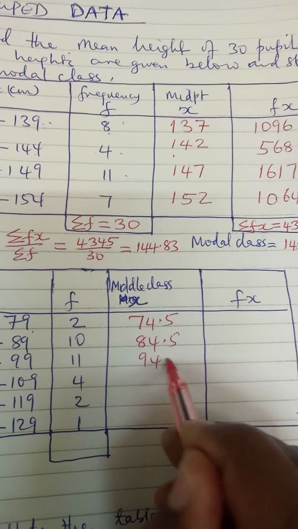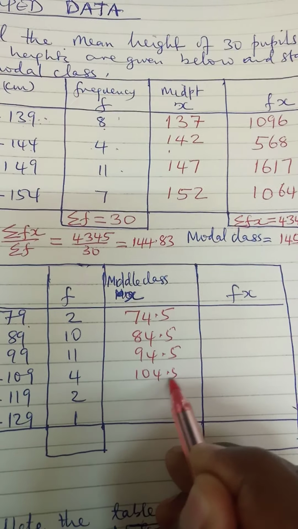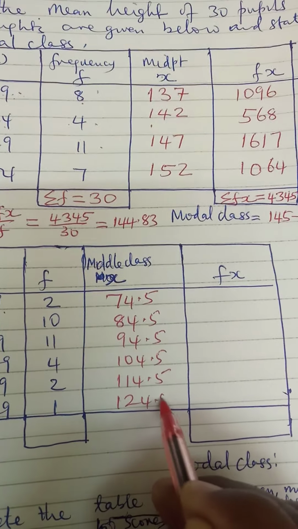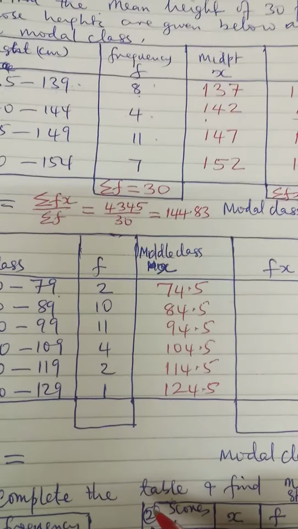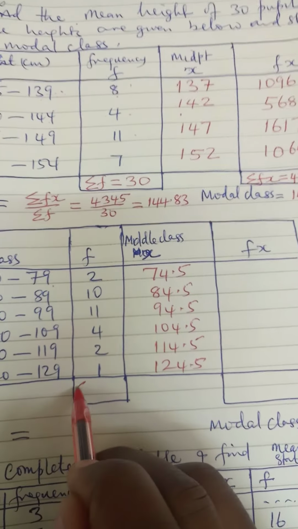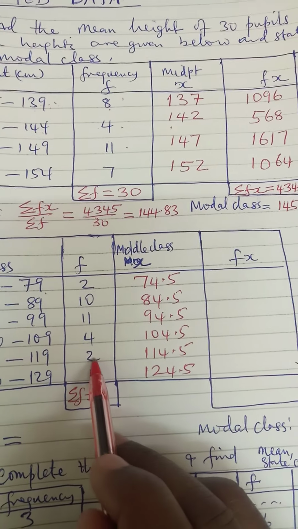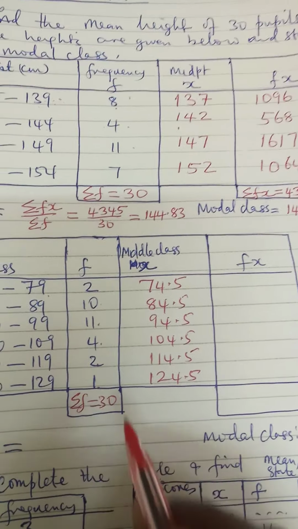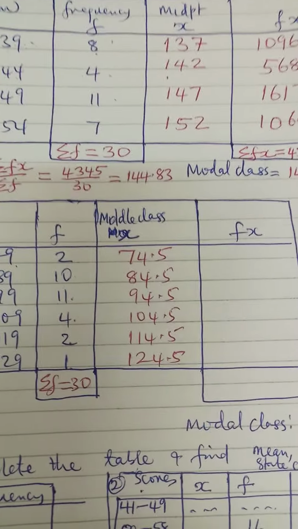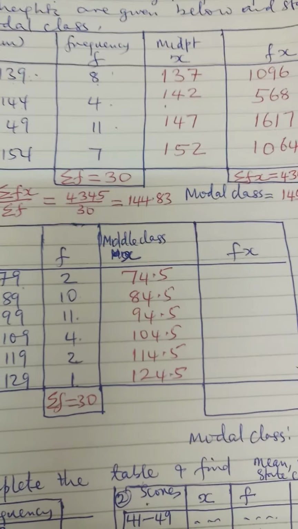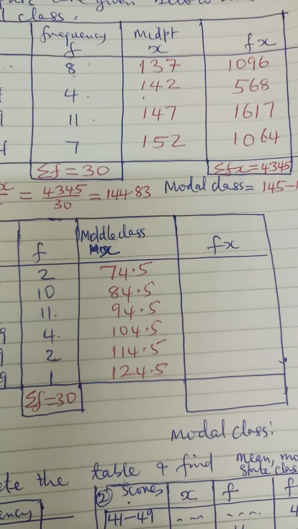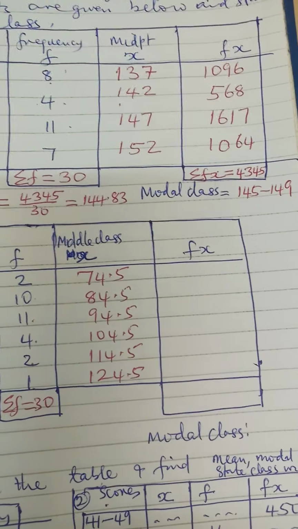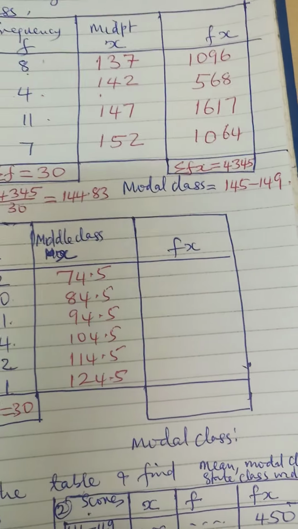84.5, 94.5, 104.5, 114.5, and 124.5. That quickens the working. We need to get the summation of f again. That is 3, 7, 18, 28, and this also gives us 30. We now go ahead to find out our f of x. To find our f of x, we are going to multiply.